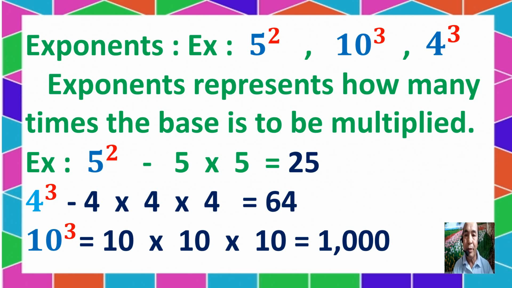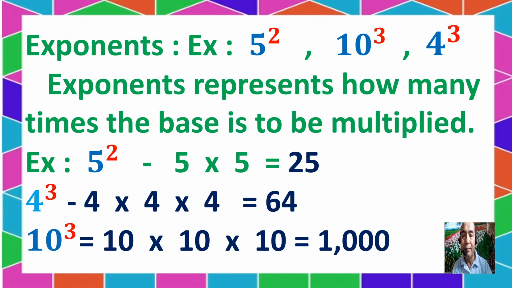Okay, another example, we have 4 to the exponent of 3, or 4 to the power of 3. What does the exponent again represent? How many times the base is to be multiplied. What is the base? We have 4. So, we multiply 4 three times. 4 times 4, we have 16. 16 times 4 will give us 64. So, the value of 4 to the third power is 64.